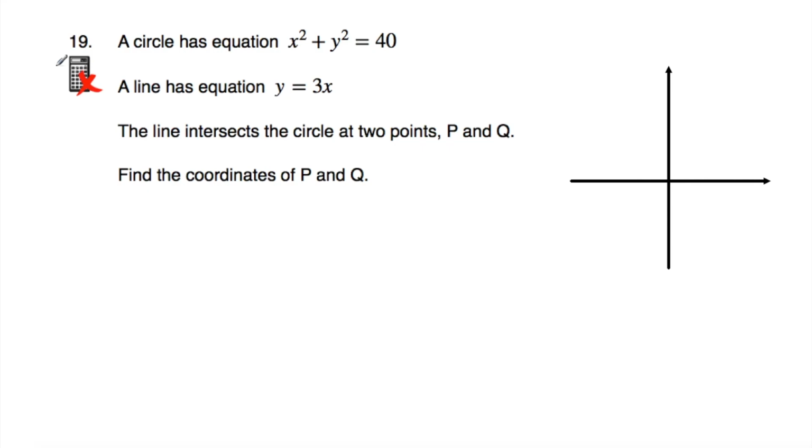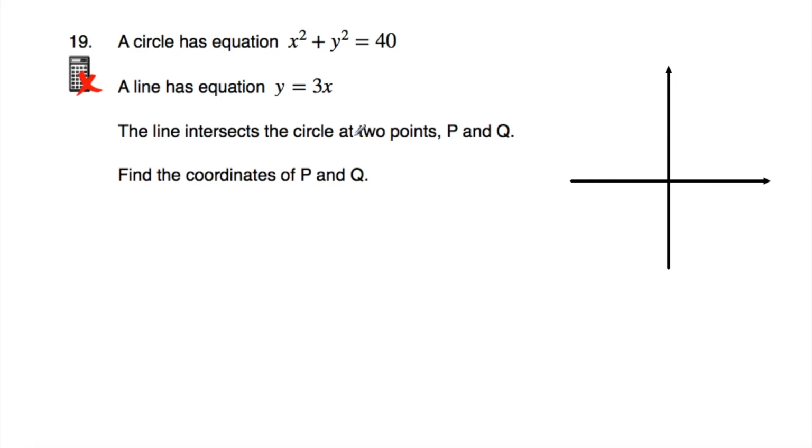Okay, let's have a look at our next question, question number 19. So question number 19 says a circle has got equation x squared plus y squared equals 40, and a straight line has got equation y equals 3x. And the line intersects the circle at 2 points P and Q, and we've been asked to find the coordinates of P and Q. Now, I've drawn a sketch for this question.